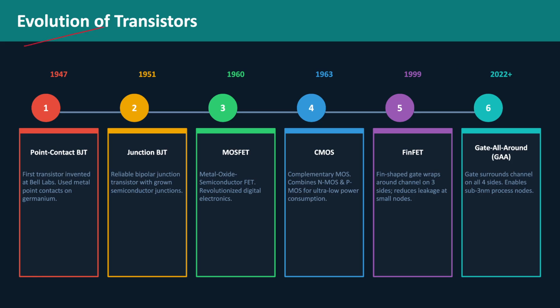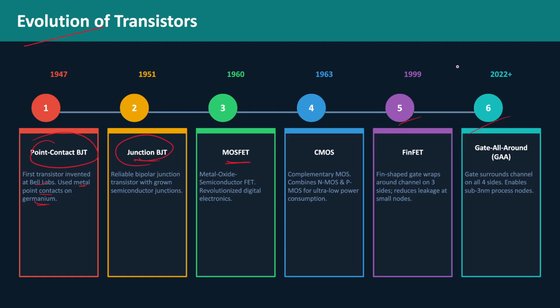Now the evolution of the transistor. Now we are in the technology of GAAFET, FinFET and so on. What were the previous technologies? First we used the point contact BJT, which was invented in Bell Labs. Here we use metal point contacts on germanium. Next, we discuss the junction BJT, which is the bipolar junction transistor.